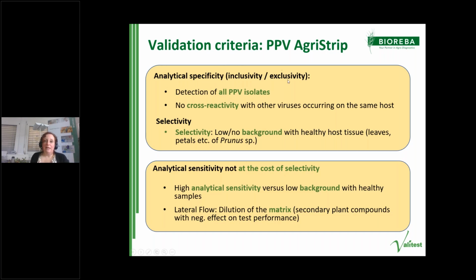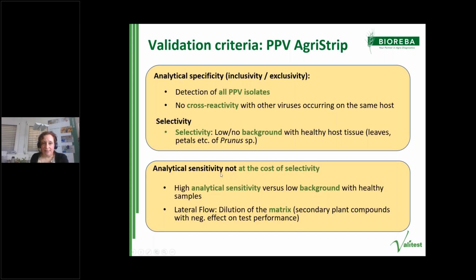So about the main validation criteria, analytic specificity. For the example of Plumppox virus, we wanted to have detection of all Plumppox isolates known to date and to have no cross-reactivity with other viruses occurring on the same host. Also very important for us is selectivity. Selectivity means that there is low or no background with healthy host tissues. So we wish to have low or no background with healthy leaves or petals of prunus species in that case.